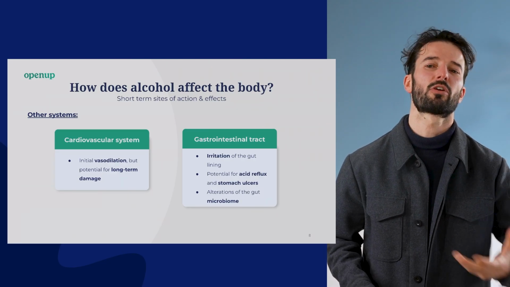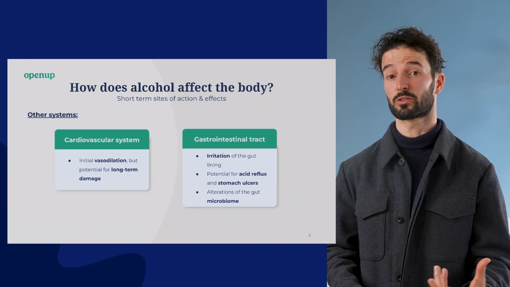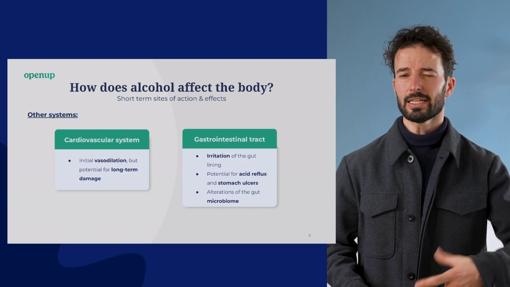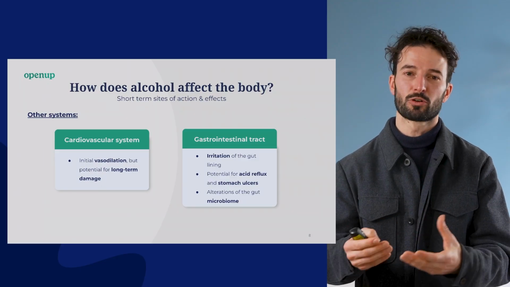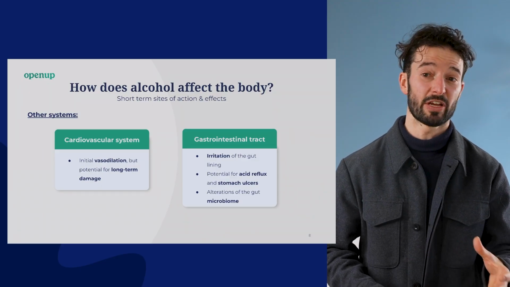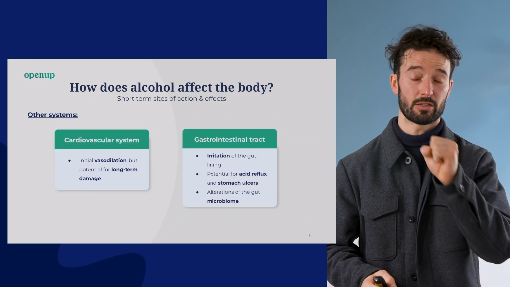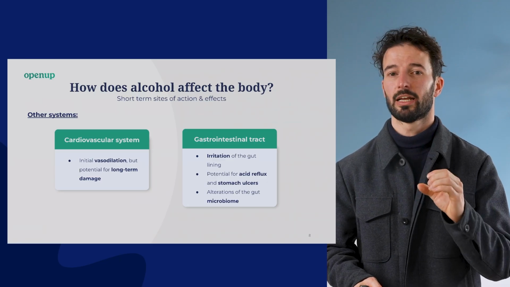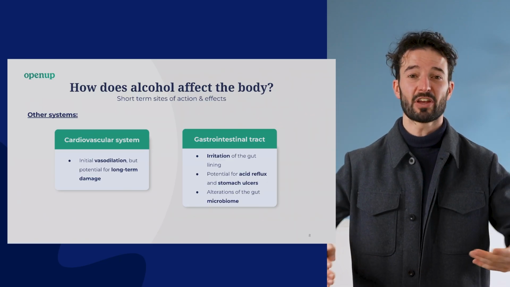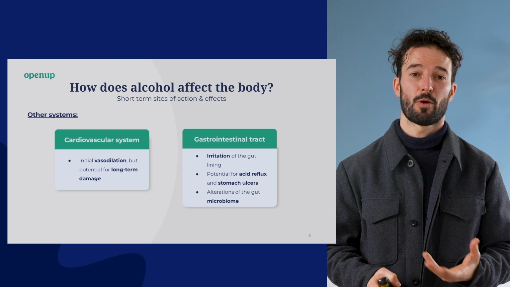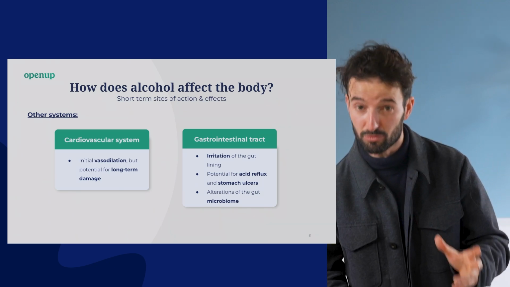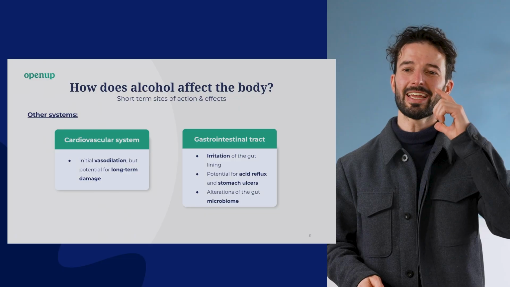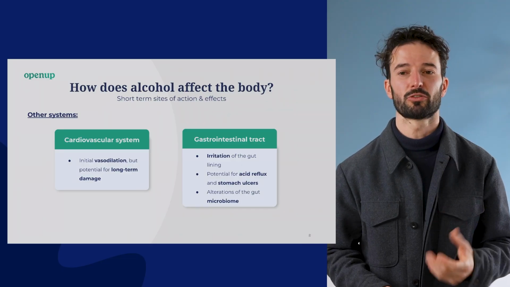So let's talk about the cardiovascular system, so the blood vessels and the heart itself. Initially, the alcohol will dilate your blood vessels. This is called vasodilation, which basically means your blood vessels widen. This gives you this warm feeling and also this blush on your cheeks, which is why people in pictures when they have drunk some alcohol have a tendency to have a blush on their face.